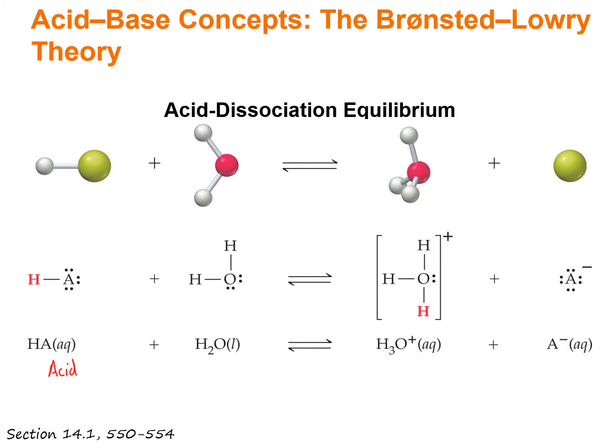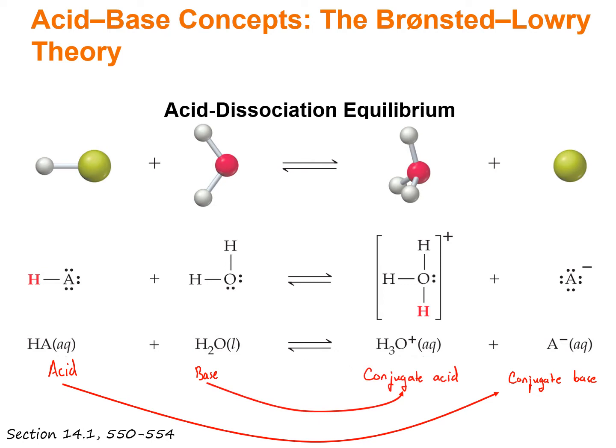HA, we should notice, is the acid. It has a proton that it can donate, and water can accept that proton. Now, if we look at the conjugate base, it is the A minus species. It's only separated by that one H plus, so we should expect that to be the conjugate base. And likewise for water, H3O plus, the hydronium ion, is its conjugate acid.